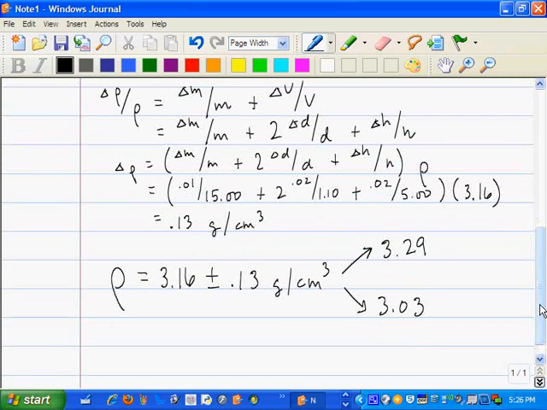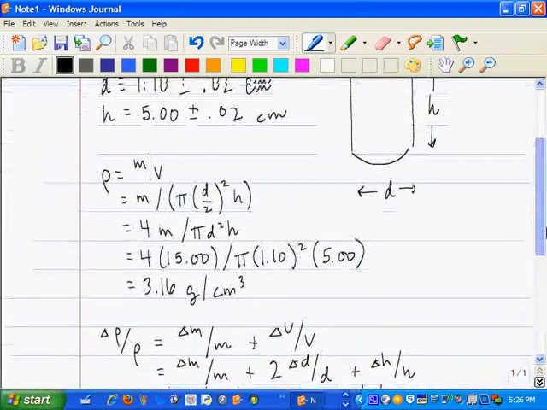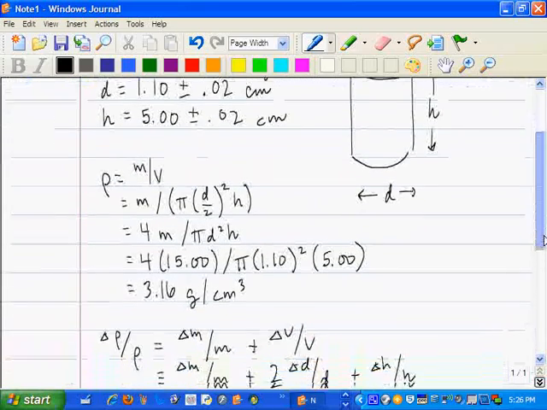The uncertainty in the density follows from the uncertainty in each one of the measurements. And we've propagated those uncertainties through to a result. That's called propagation of uncertainty.